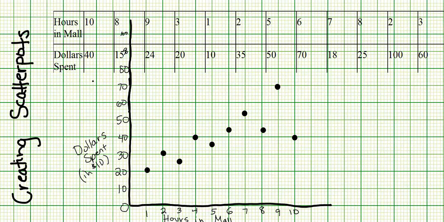Now we can look at this and say, well, it looks as if the amounts appear to be positive. That when you spend more time in the mall, you spend more money. If this were the case, then this set of data would have a positive correlation.